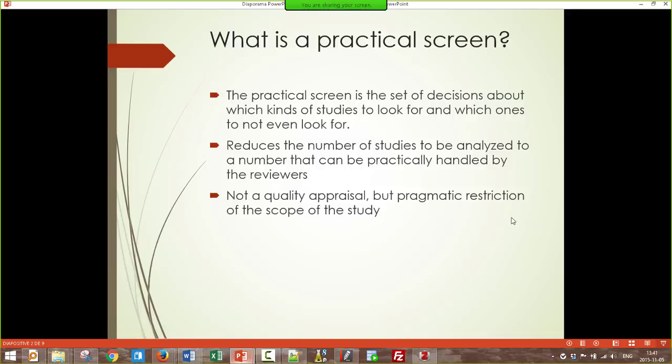So that's why it's important to note from the outset that the practical screen is not talking about quality. There's a small aspect of that, but primarily it's not. It's just saying, I can't study everything. So where am I going to draw the line? What will I say I'm not going to look at just for practical concerns? And that's why it's called a practical screen. Okay.